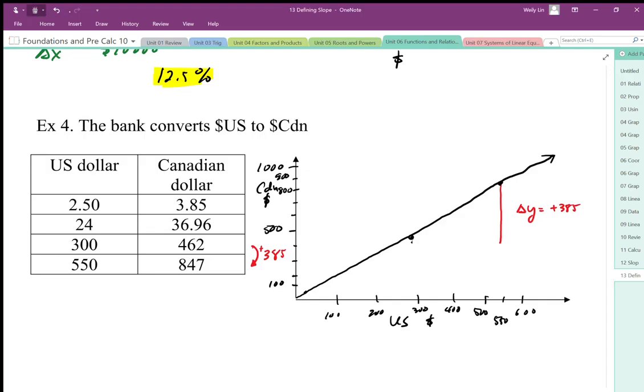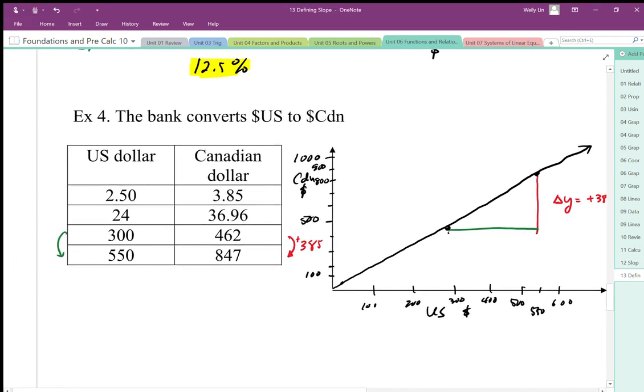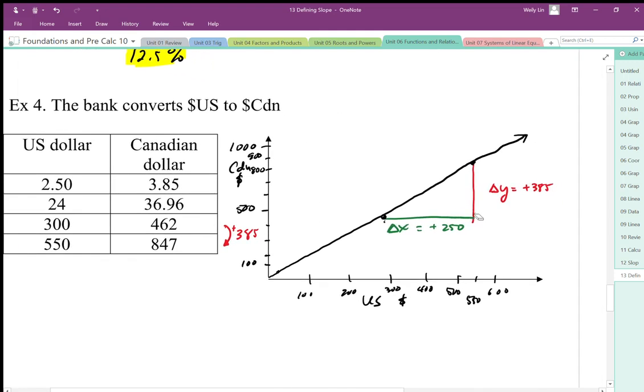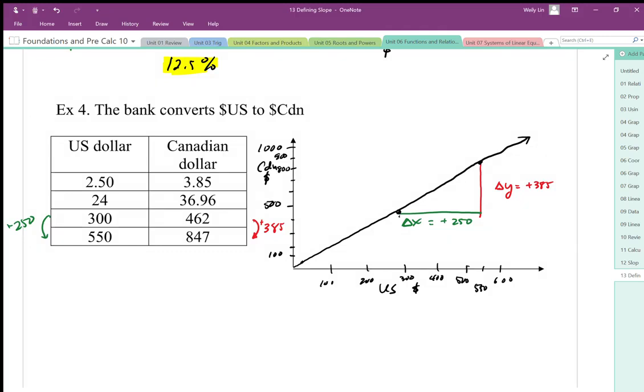Then our change in X shows up on my table like this. We've gained $250 US. So my change in X is going to be positive $250 US. So for every $250 US, we're going to be able to convert it into $385 Canadian. We want to know what the rate is. What is a bank rate in dollars Canadian for every dollar US? This is what our slope is going to represent.